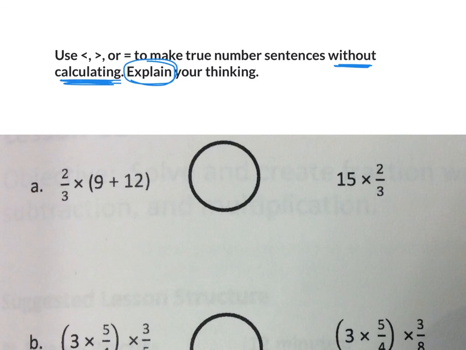If we're trying to figure out what side is bigger without calculating, we need to look at what we have on each side. Over here, we have 2/3 of the sum of 9 and 12. What is the sum of 9 and 12? 21. So over here, it's basically like we have 2/3 of 21. Do you agree? Over here, we have 2/3 of 15. So what's going to be bigger, 2/3 of 21 or 2/3 of 15? 2/3 of 21. Okay, so then I would say that that's greater than.